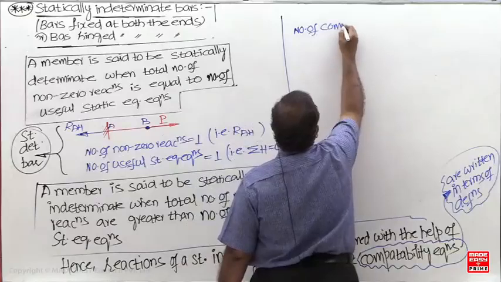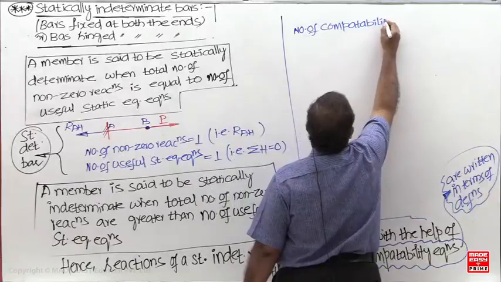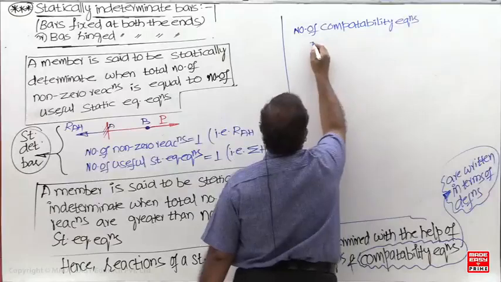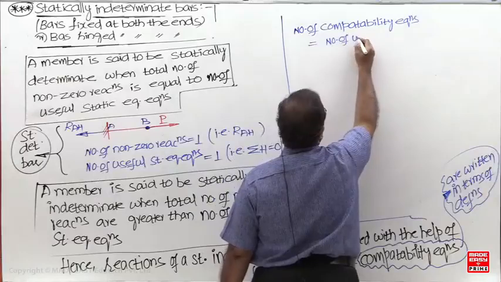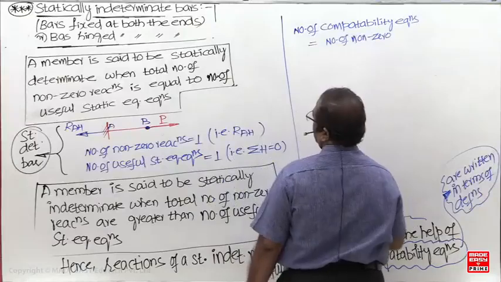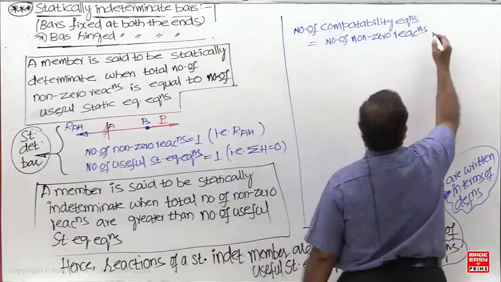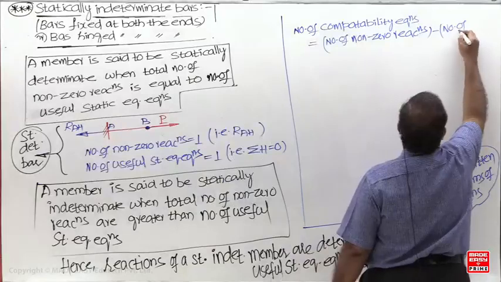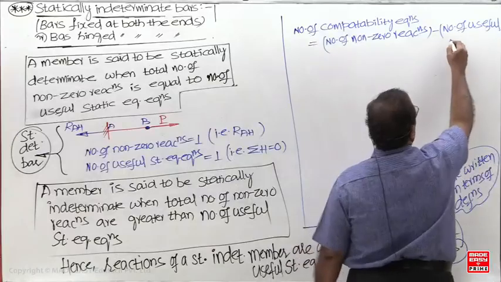So the number of compatibility equations is equal to the number of non-zero reactions minus the number of useful static equilibrium equations.